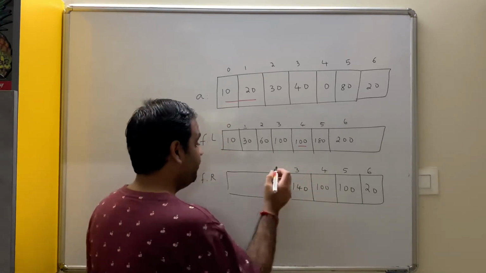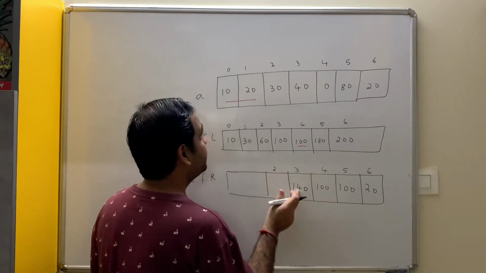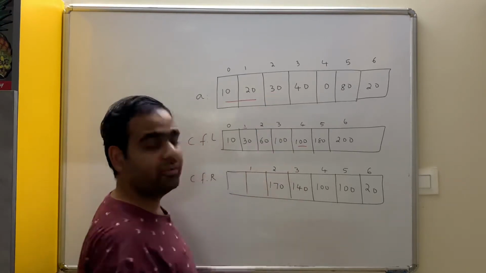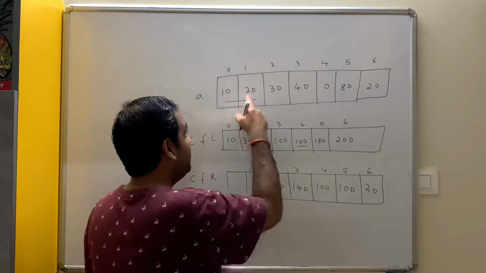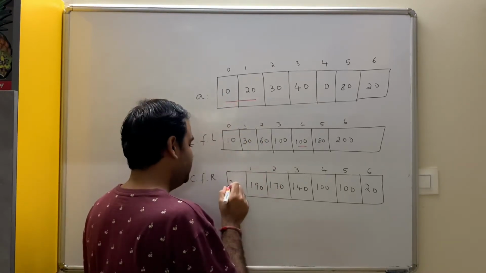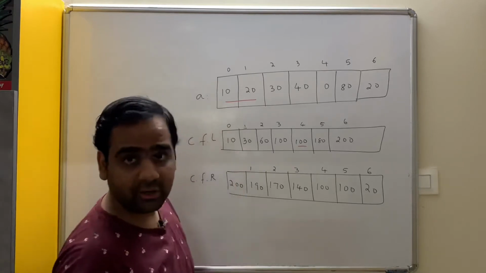You need the cumulative frequency at index 2. What is at index 2? 140 plus 30 is 170. You need the cumulative frequency at index 1. 170 plus 20 is 190. And the cumulative frequency at index 0 from the RHS is 200.